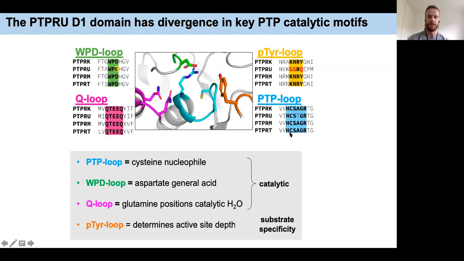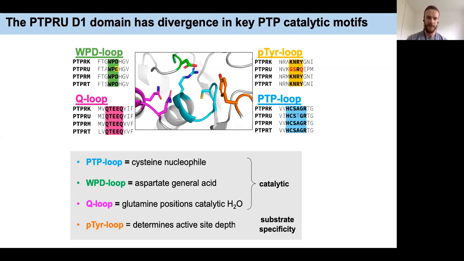So the most important of these would be the PTP loop, as this contains the key cysteine nucleophile, which sits at the bottom of the active site. And then you have the WPD loop, which contains an aspartate, which acts as a general acid for catalysis. And then the Q loop, the glutamine, acts to position a key catalytic water molecule. The fourth of these is the phosphotyrosine recognition loop. This doesn't play an active role in catalysis, but is thought to determine substrate specificity by creating a pocket of sufficient depth as to exclude smaller residues such as phosphoserine or threonine.